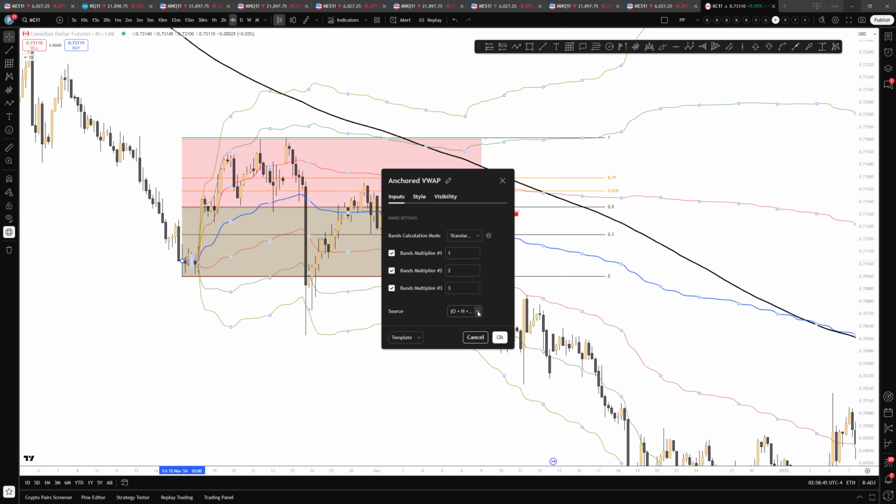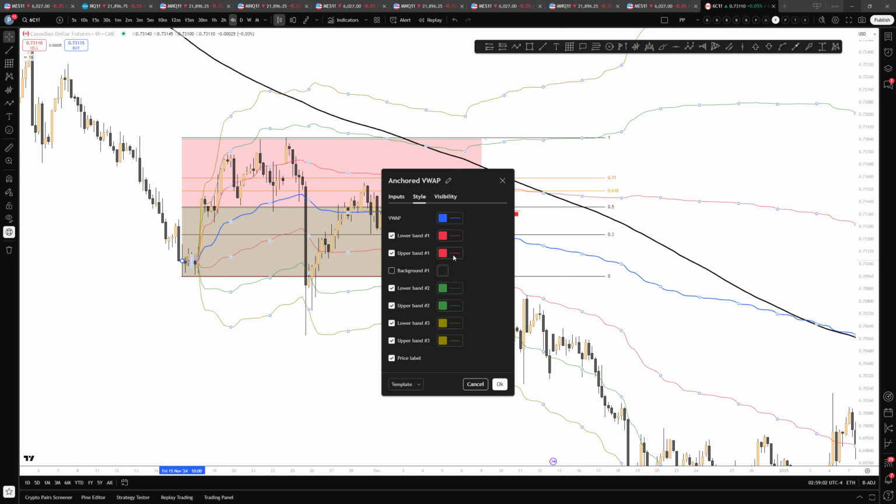And then you want to go to source, and you want open, high, low, close divided by 4. Now that doesn't matter too much, but I think that's the optimal setting, but you can play around with others if you wish. It will normally default, I believe, to close. So we've got those options set, and then we go to style, and you can style this however you want. I don't have the background on because it just spams some background on there that doesn't look good. But you just change the colors to whatever you want for the upper and lower bands of the different standard deviations. And that is all you need.